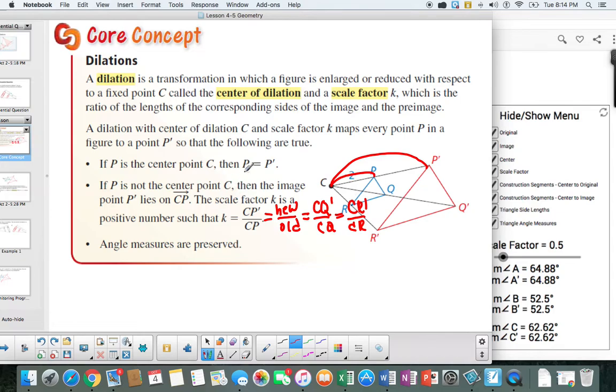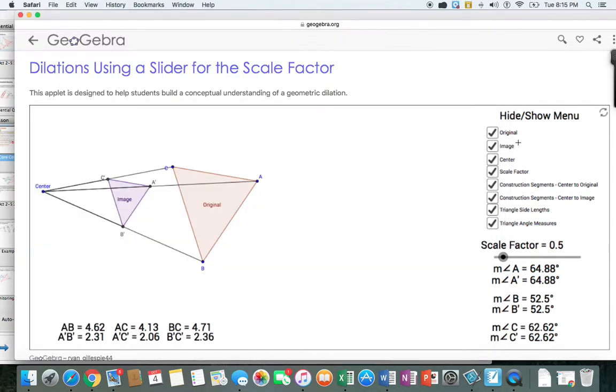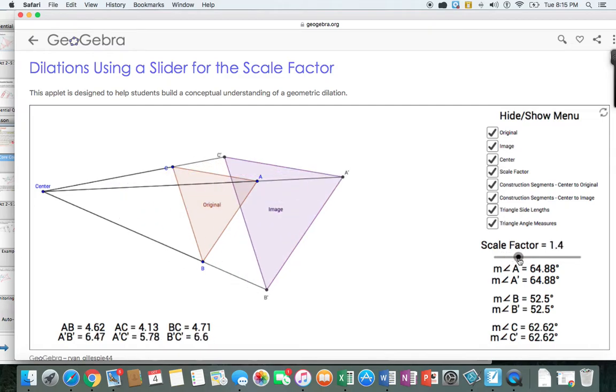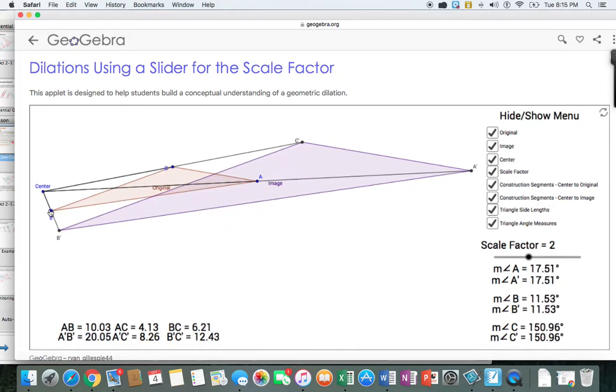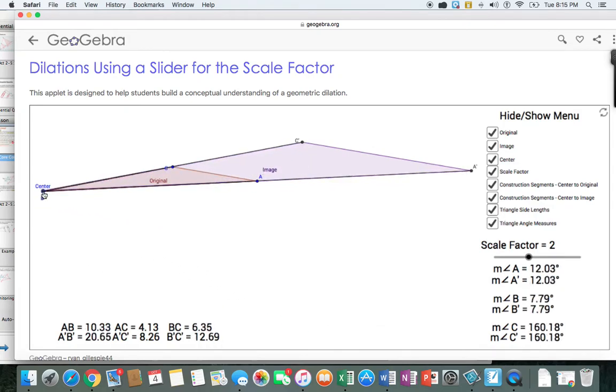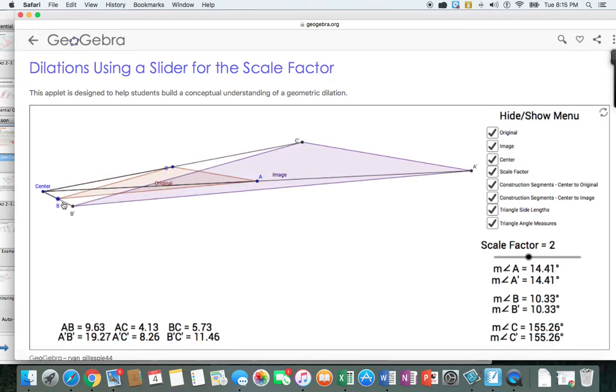Now what happens if the point is on the center of dilation? So let's go back to here, and let's go back to 2. I'm going to take the original B and I'm going to make it right here at my center of dilation. And you can see when a point is on the center of dilation, it doesn't move. It just stays right there.